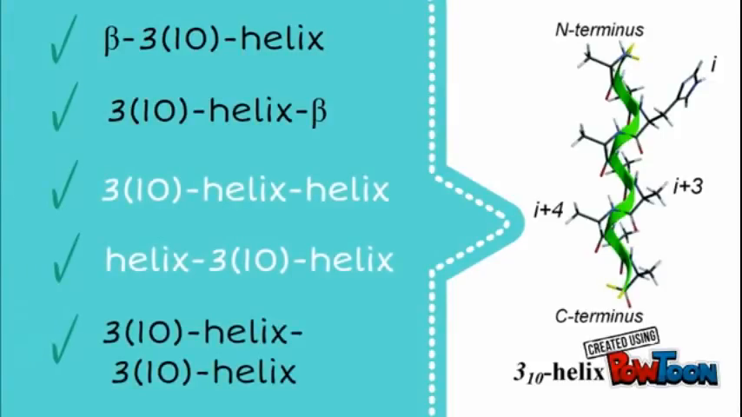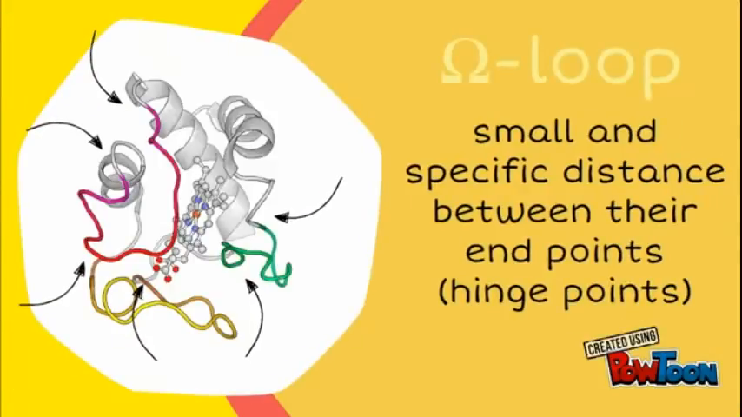There are many other specialized loops documented, and among the more widely discussed is the omega loop. The loop forms are longer with a smaller distance between their hinges, which connect to the secondary structure, and form a shape similar to the Greek letter omega.